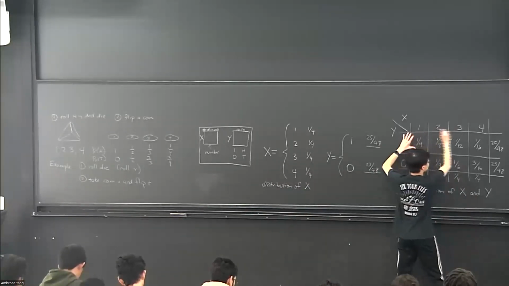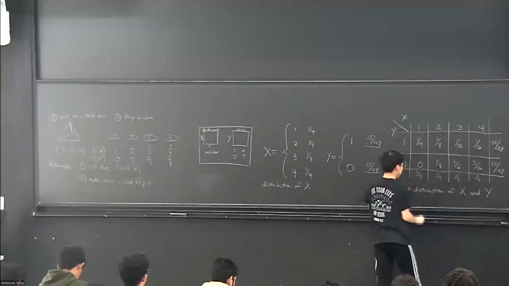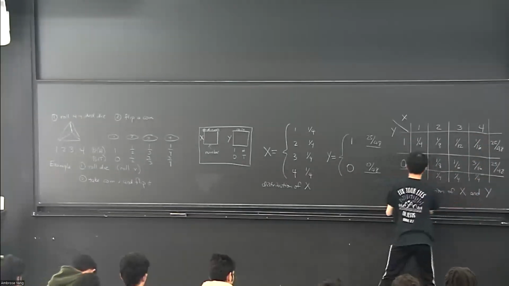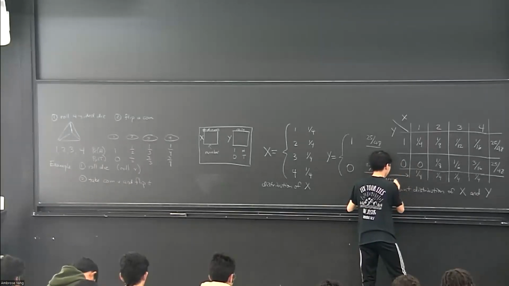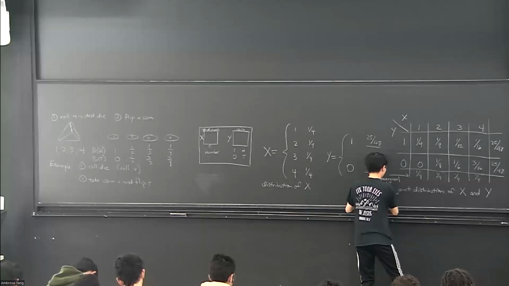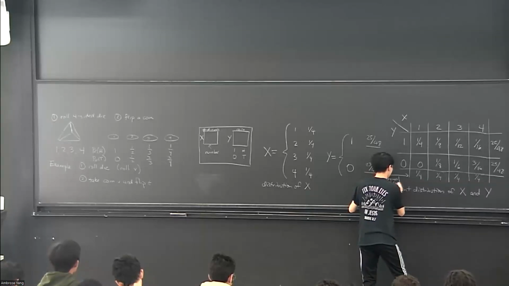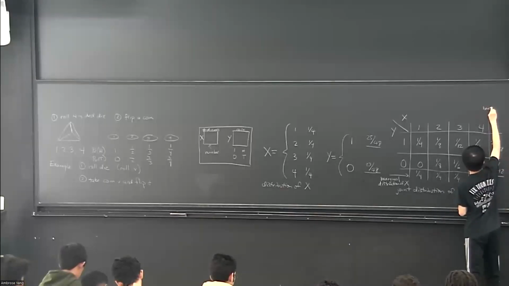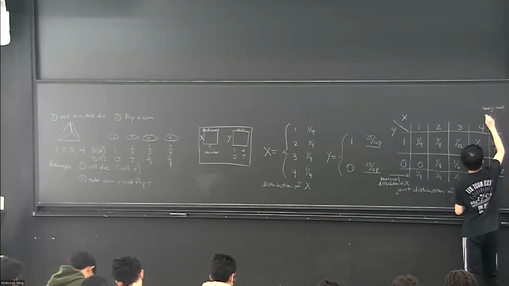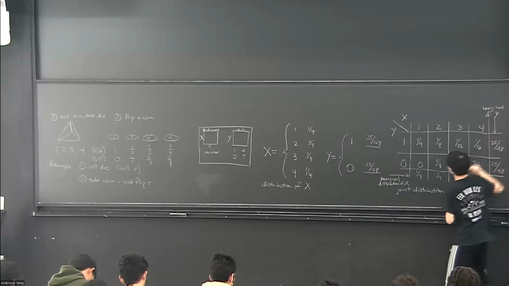This middle section here is the joint distribution of x and y. These edges down here, this is the marginal distribution of x, and this here would be the marginal distribution of y.